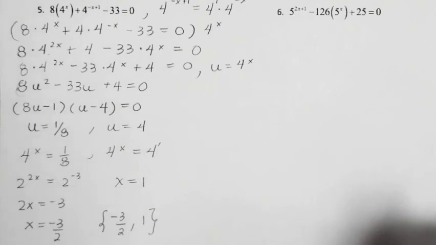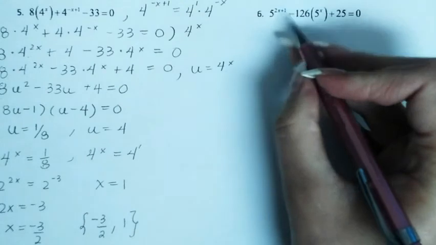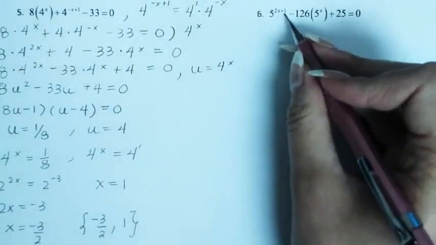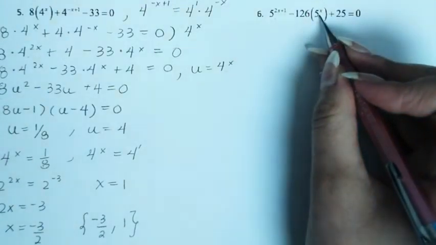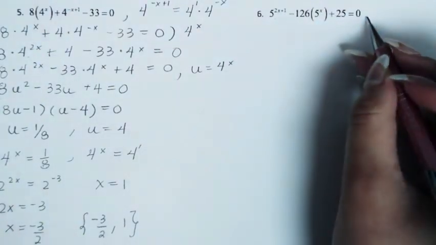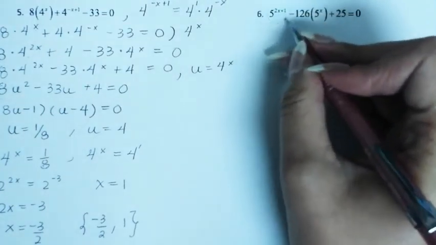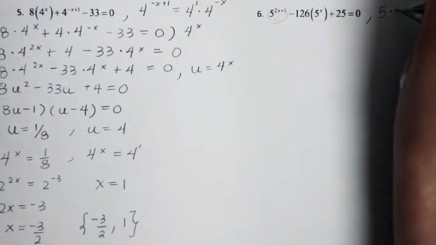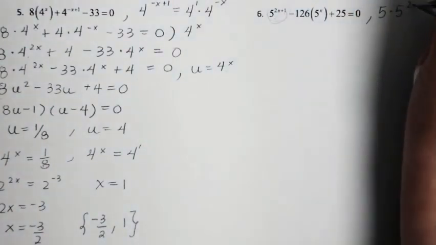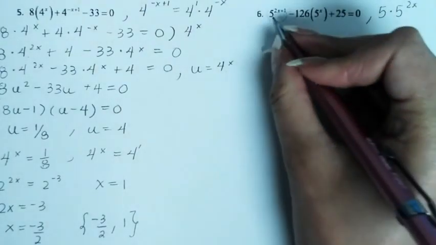Now what are we going to do for problem number 6? Let's look at it. We have 5 to the power of 2x plus 1 minus 126 times 5 to the power of x plus 25. So what are you going to do here? Well, this one is a little bit suspicious. You know that this one is going to be 5 times 5 to the power of 2x.